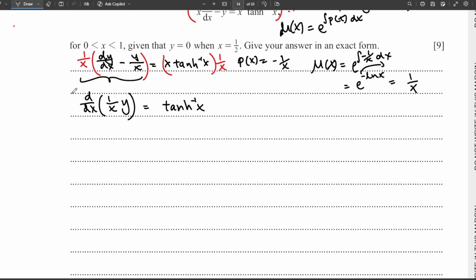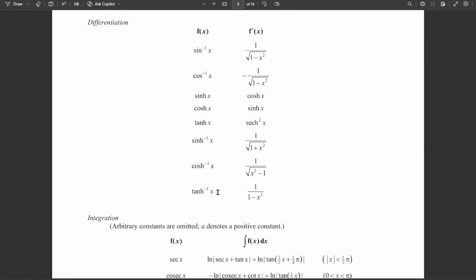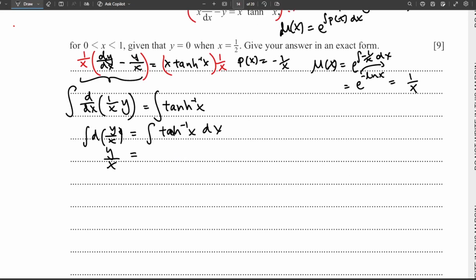So now all we have to do is integrate both sides. On the left hand side, the differential term here is y over x, and on the right hand side, sorry, we integrate with respect to x. The dx goes to the other side, right? So on the left hand side, it just goes y over x. And on the right hand side, how do we integrate this? You can try and find your formula sheet, but the information to integrate this doesn't exist.